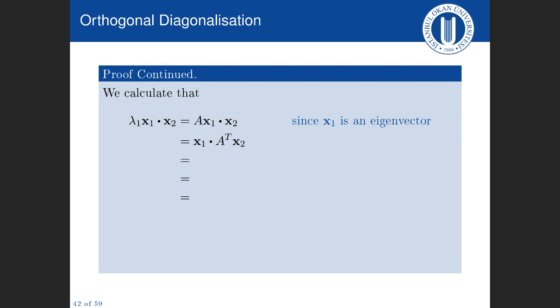We're doing this for a symmetric matrix. So A transpose is exactly the same as A. But Ax2 is the same as lambda 2 x2 because x2 is an eigenvector. Lambda 2 is just a number. It doesn't matter where we put a number here. Let's just move the number to the front. That's lambda 2, x1 dot x2.